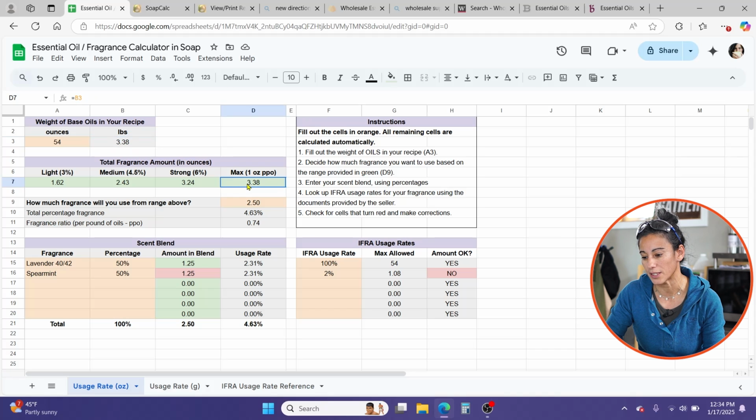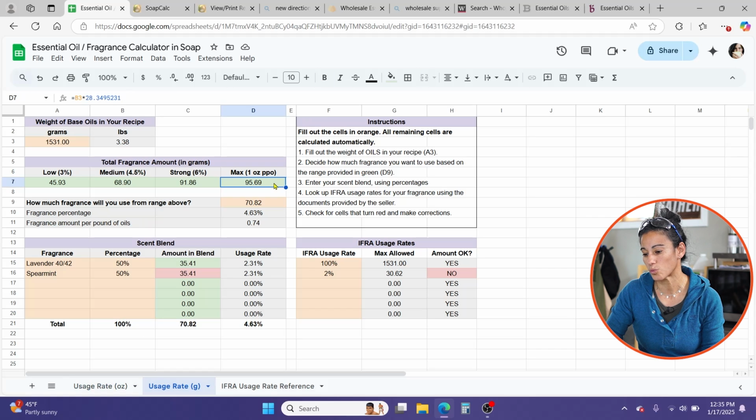Okay, so this is 1 ounce per pound of oils, and here are the number of pounds of oil. So as you can see, it matches up. So there's 3.38 pounds of oil in our recipe. Again, this is a 5-pound batch of soap. So this is just the oils, and it comes out to 3.38 ounces of fragrance for that soap. So it's basically 1-to-1.